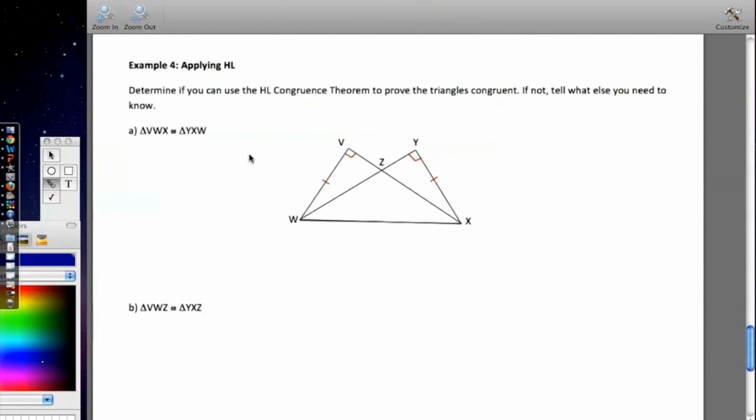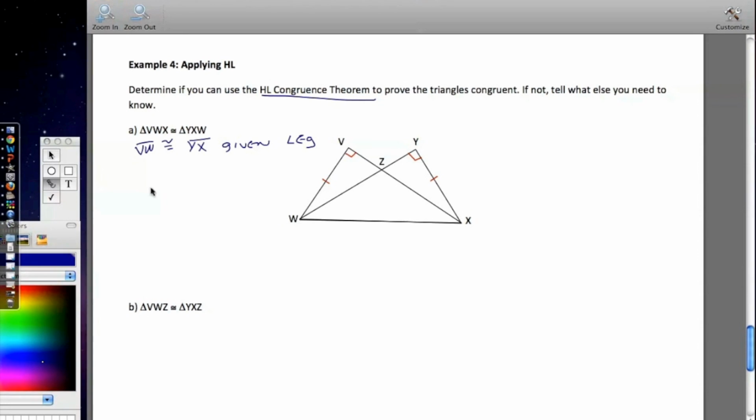So when I go down to example 4, I'm going to determine if these two triangles are congruent by using the hypotenuse leg congruence theorem. Can I determine if VWX is congruent to YXW? Well, let's look at what we've got. We have VW is congruent to YX because that's given. Okay? So that's my leg.